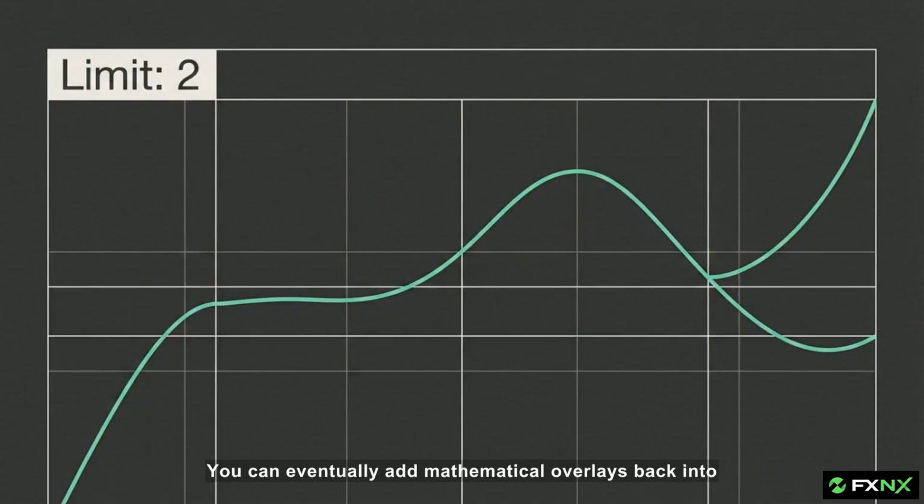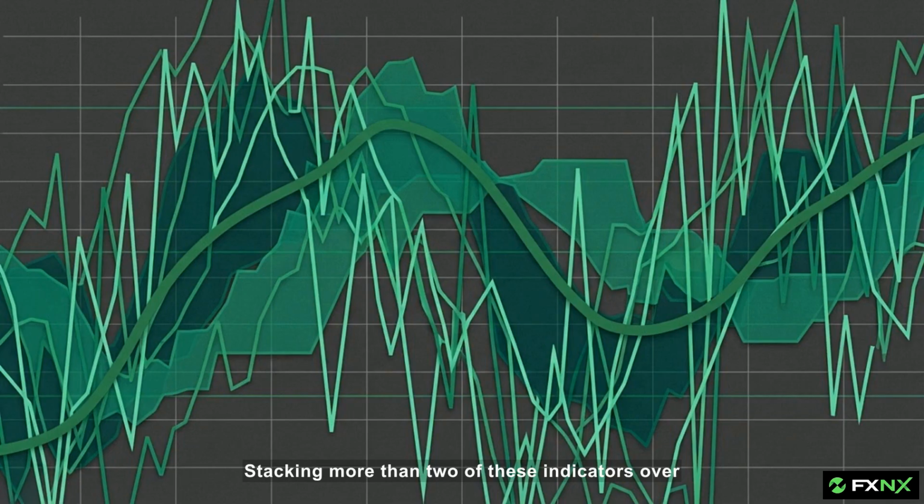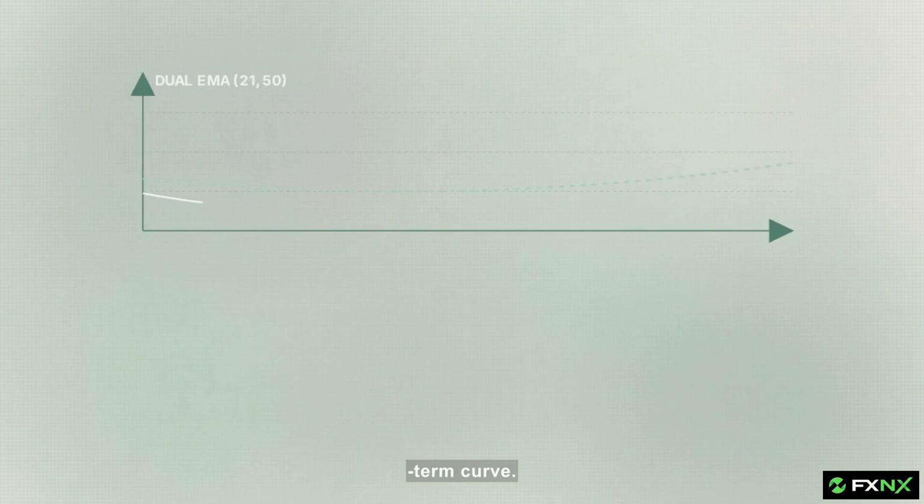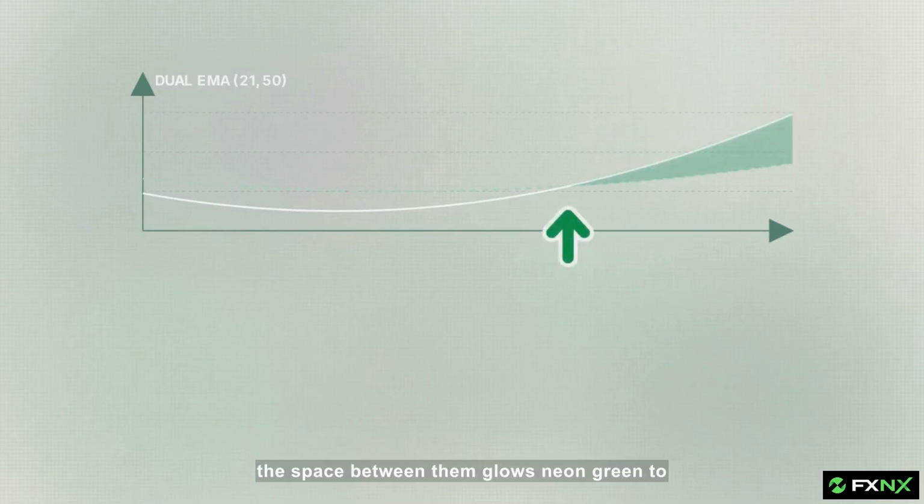You can eventually add mathematical overlays back into your setup, but you must enforce a strict limit. Stacking more than 2 of these indicators overcomplicates the math and creates loops of conflicting data. This chart visualizes a dual exponential moving average. It uses a short-term and a long-term curve. When the faster short-term curve arcs above the slower one, the space between them glows neon green to confirm a clear upward shift in momentum.